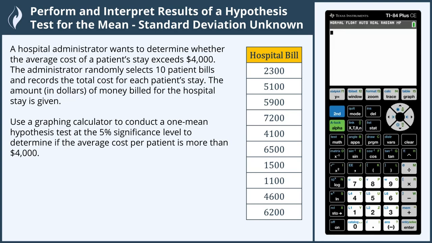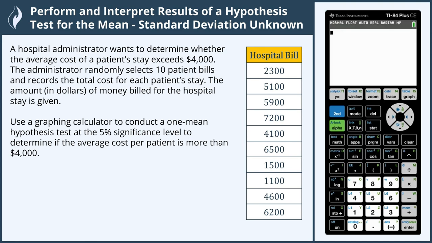Hi everyone! In this video, we will perform and interpret results of a hypothesis test for the mean, where the standard deviation for the population is unknown. A hospital administrator wants to determine whether the average cost of a patient's stay exceeds $4,000. The administrator randomly selects 10 patient bills and records the total cost for each patient's stay. The amount in dollars of money billed for the hospital stay is given.